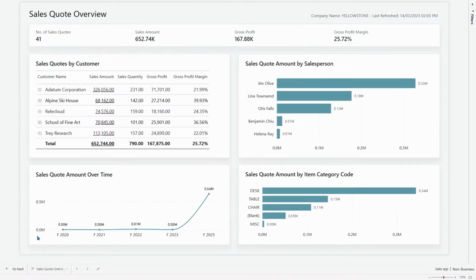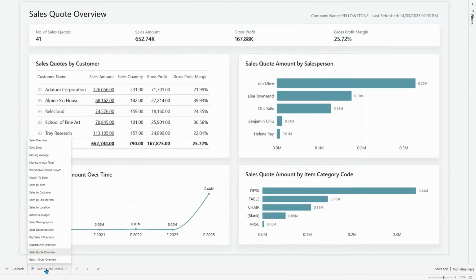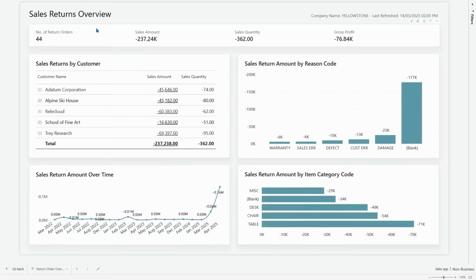And then let's look at return orders. So that's the return order overview. Again, here you can see KPIs like what is wasted, like this is minus sales amount because people are returning things. And this is the missing profit opportunity here because of return orders.